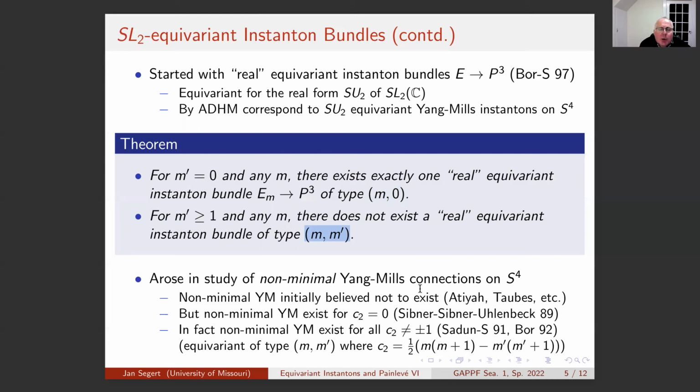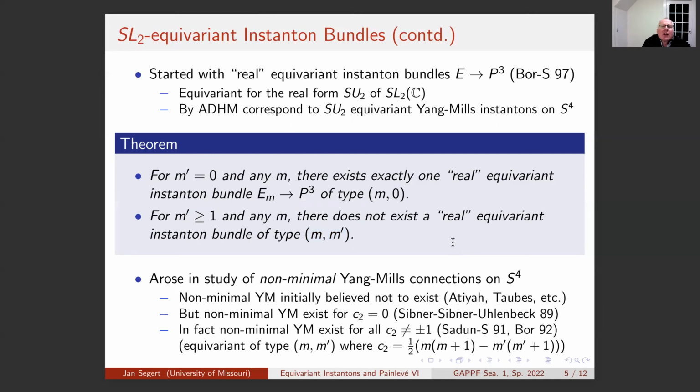And the reason we were interested in that is because we had recently been studying, in a series of papers with Gil and Lorenzo Sadoun, non-minimal Yang-Mills connections on S4, which had initially been believed not to exist. They turned out to exist. Sidner and Uhlenbeck found the first examples on the trivial bundle over S4. And we had found, Lorenzo and I and Gil Bohr, working in various combinations, that they in fact exist for all values of the Chern class, not equal to plus minus one. And in fact, they're equivariant of type MM prime, where you count that on the fourth sphere in a similar way. And this is the second Chern class, how it relates to those.